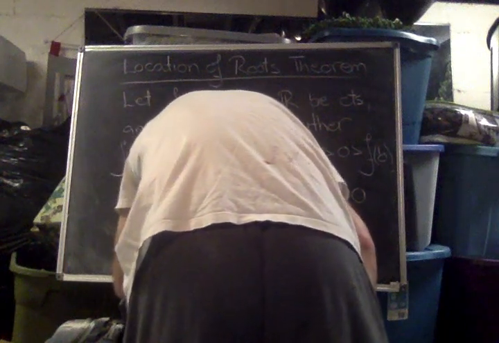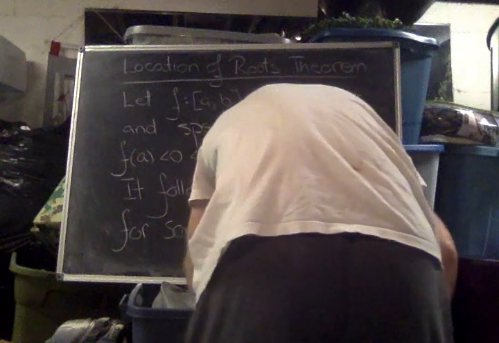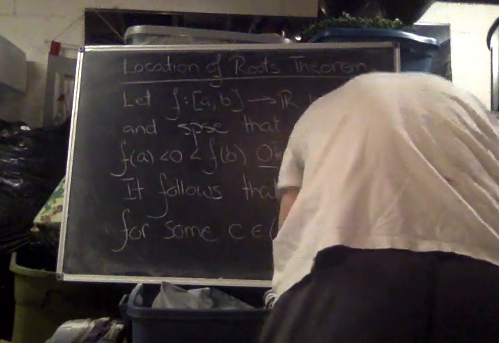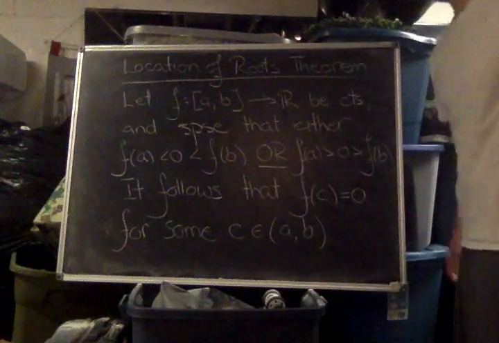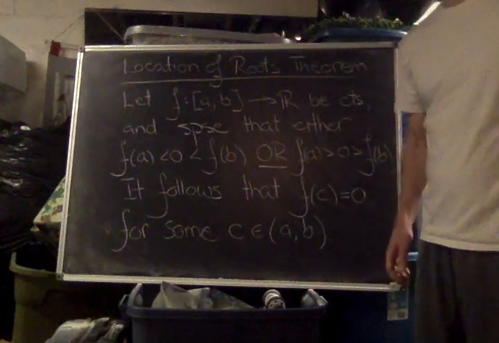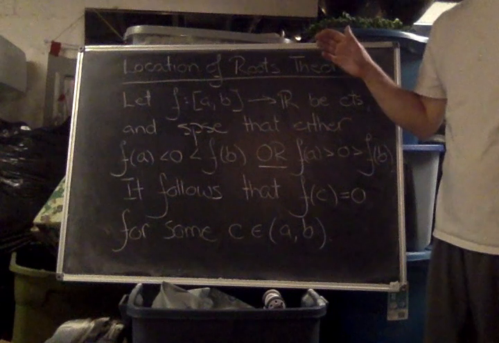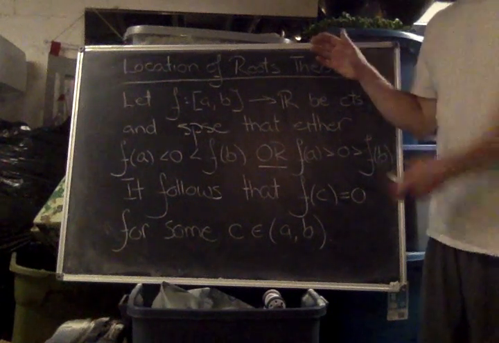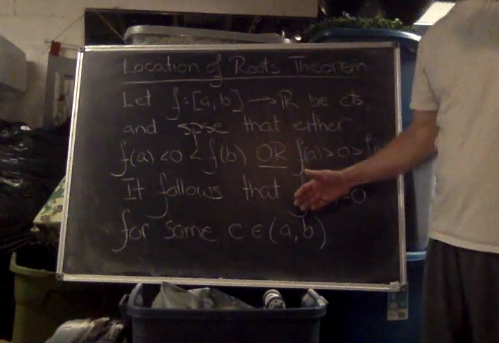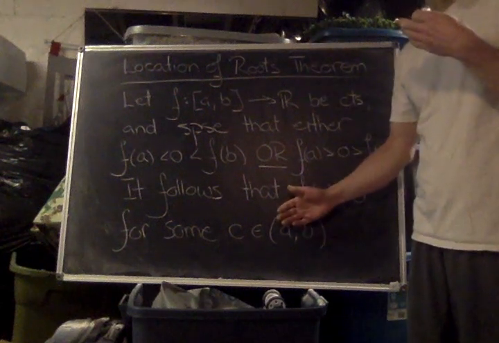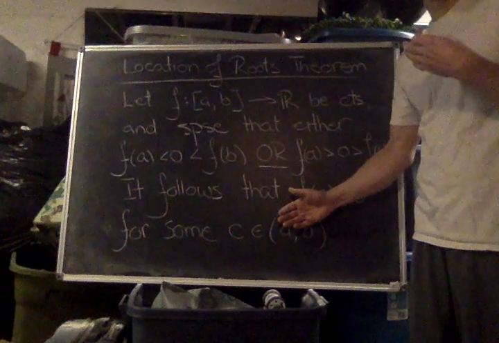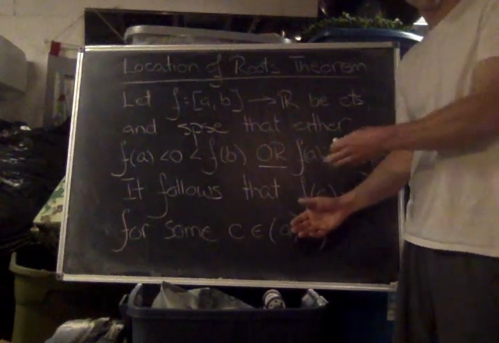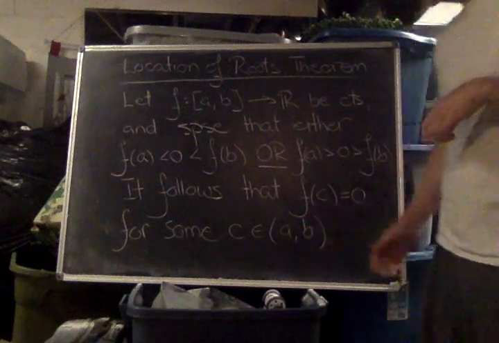for some c belonging to the open interval from a to b. In other words, if the function is above the x-axis at one endpoint and below it at the other endpoint, it's got to cross the axis somewhere. Similarly, if the roles are reversed, the function's below the x-axis at one endpoint and above it at the other endpoint, again, it's got to cross the x-axis on the way.